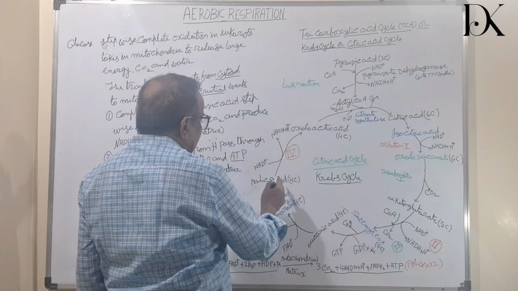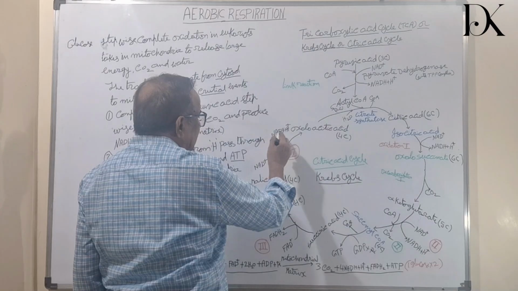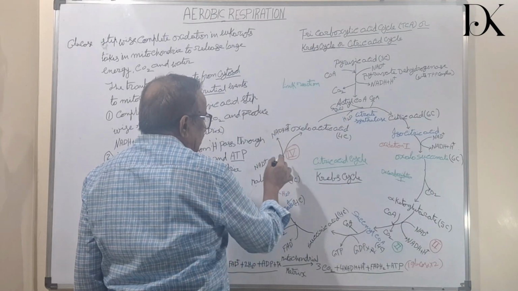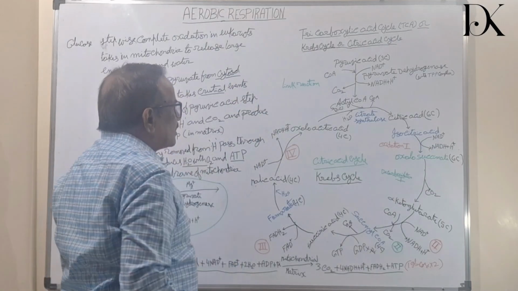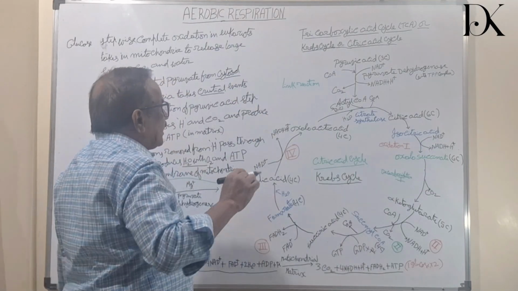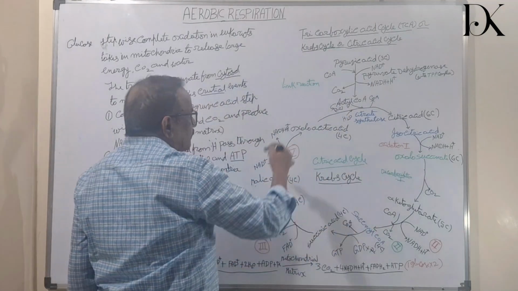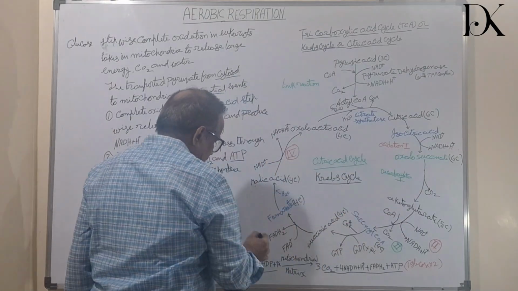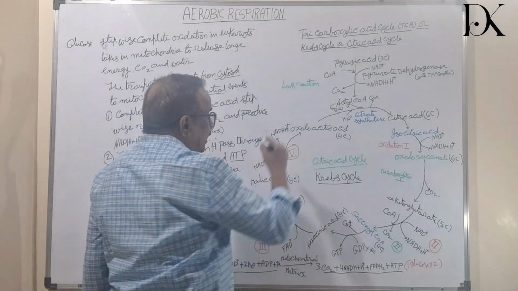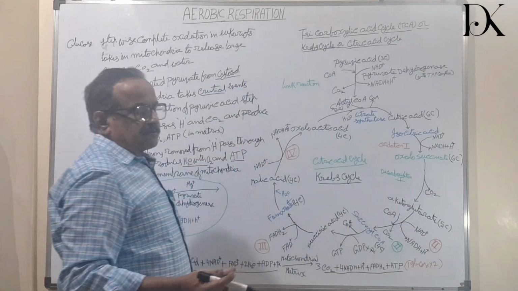Fumarate will form, and this fumarate will be converted into malic acid by taking 1 water molecule, and malic acid will be converted into oxaloacetic acid by oxidation. NAD will become NADH. This is the 4th oxidation. How many total oxidations take place in the matrix? Here 1, and in this one 4. 3 are NADH and 1 is FADH2. How many GTP or ATP are produced? Only 1 is produced.